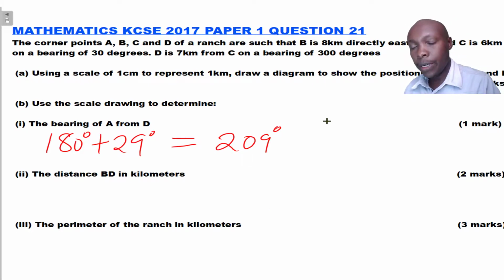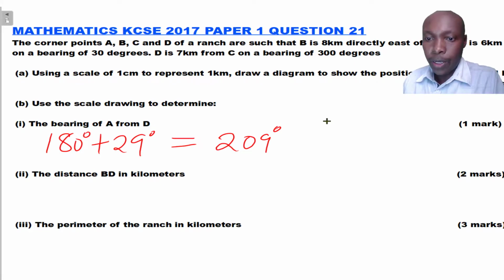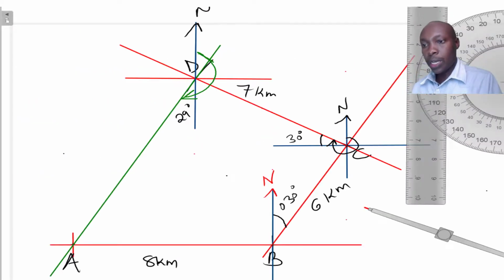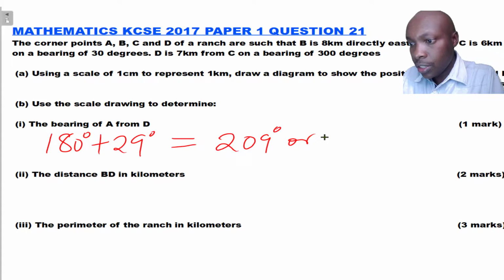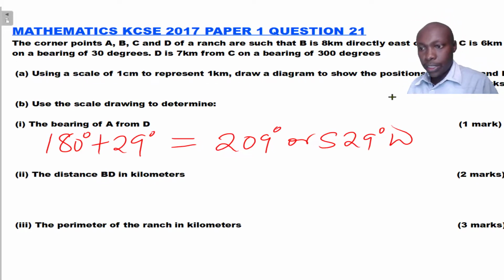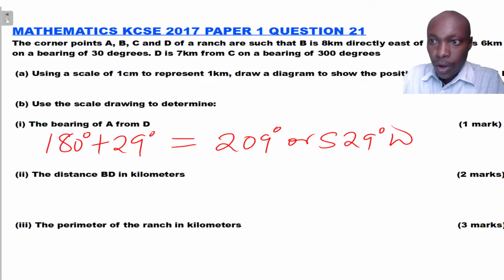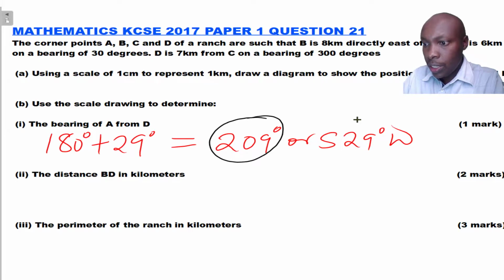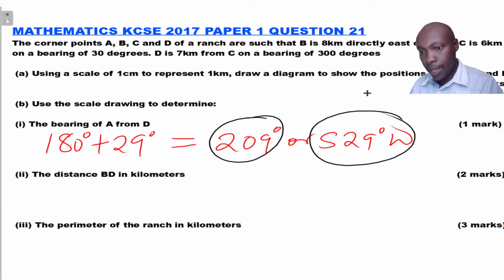209 degrees. Or if it was a compass bearing, you can give it as south 29 degrees west. That is compass bearing, south 29 degrees west. That is the difference between the two. One is true bearing, so this is a true bearing, and this is a compass bearing.